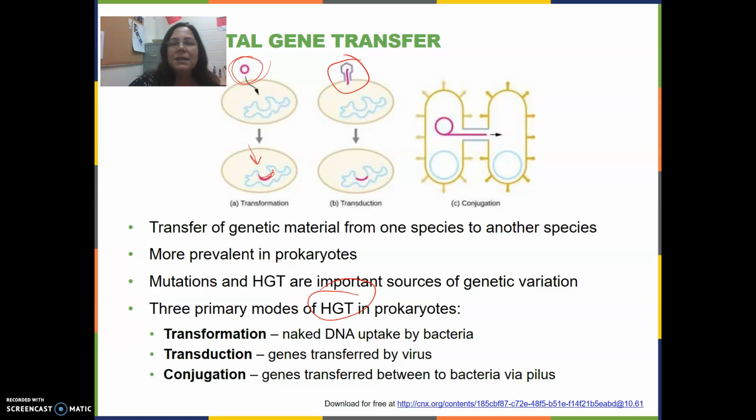And then conjugation is when two bacteria come together and one injects its plasmid, that small ring of DNA, into another one, and that's conjugation. So these are three ways that horizontal gene transfer can occur.